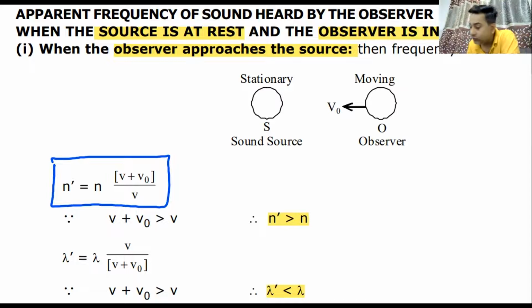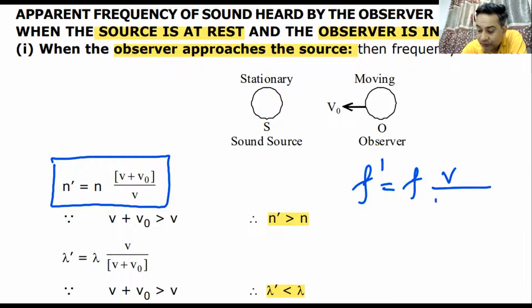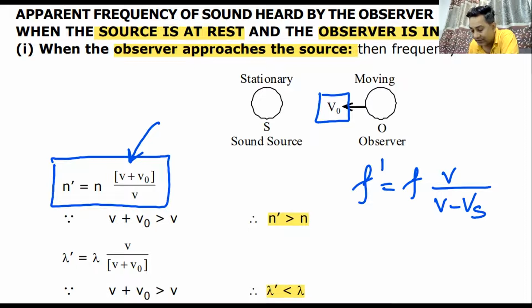In case of source moving towards the observer, please remember, do not get confused, the formula was looking like this. Do we remember this? In the denominator, we had V minus Vs. Here in the numerator, we have V plus V naught, where V naught is the velocity of the observer. Do we understand this? Yes, sir.